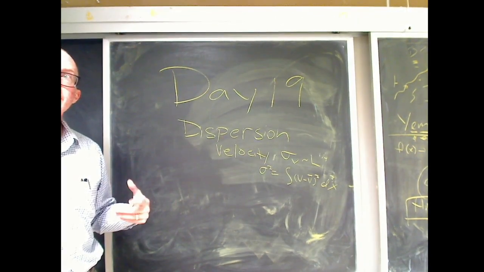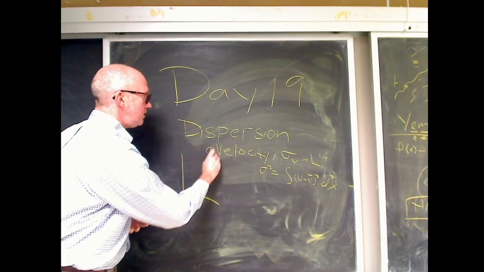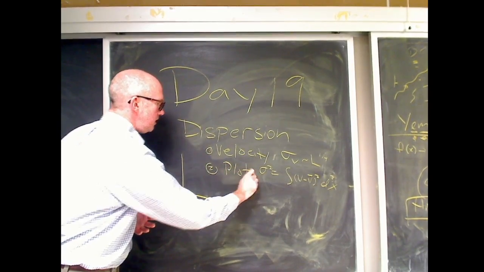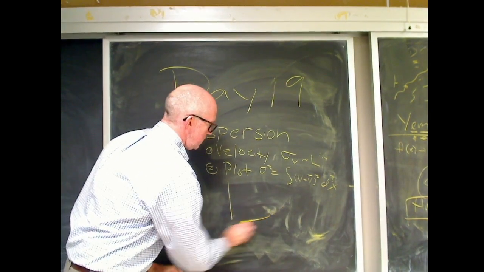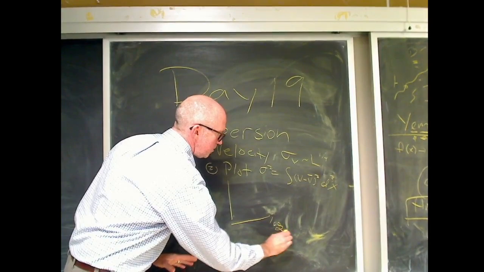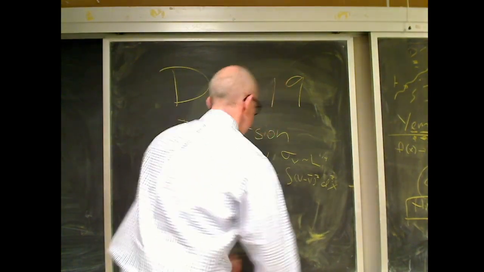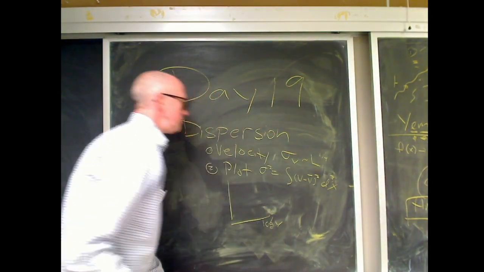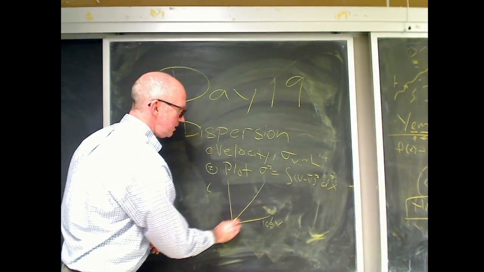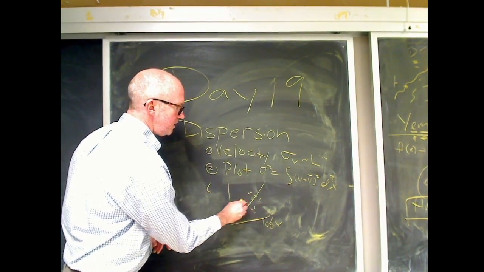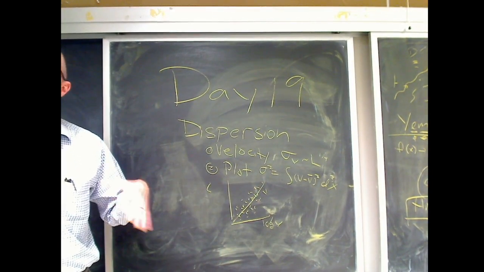The other thing is the dispersion in the plot itself. Here, let's do this a little better. So my plot is the log of the velocity on the horizontal axis and say the luminosity on the vertical axis. The dispersion is the spread of points away from this line.